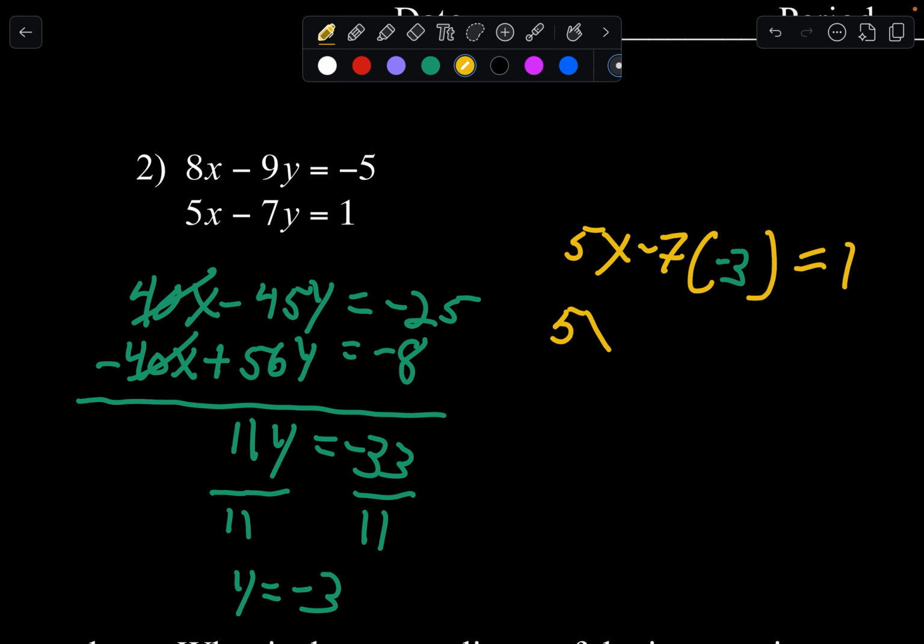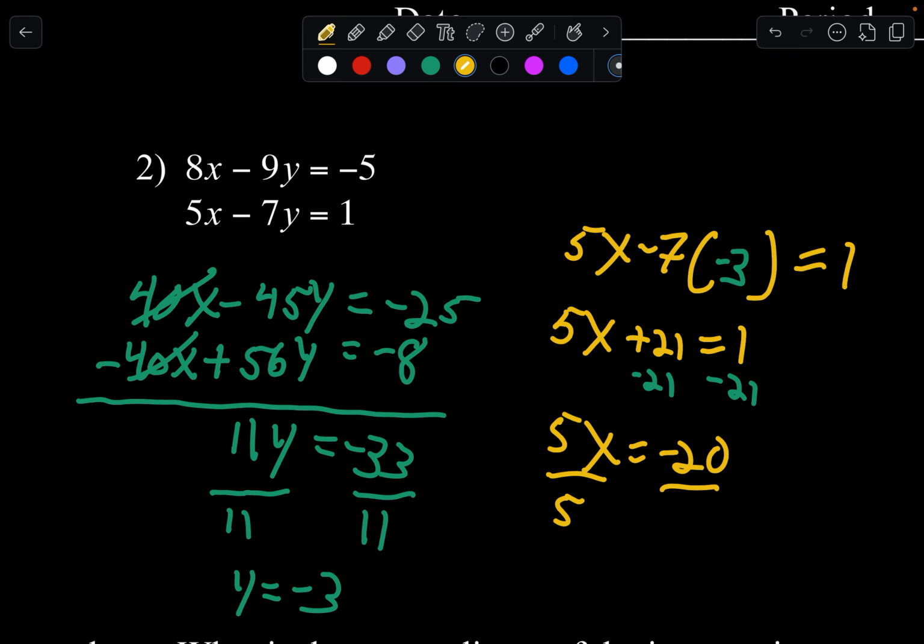We got 5x, then we have to do negative 7 times negative 3, which is a positive 21, equals 1. Subtract 21 from both sides. You get 5x equals 1 minus 21, which I believe is negative 20. Divide both sides by 5.